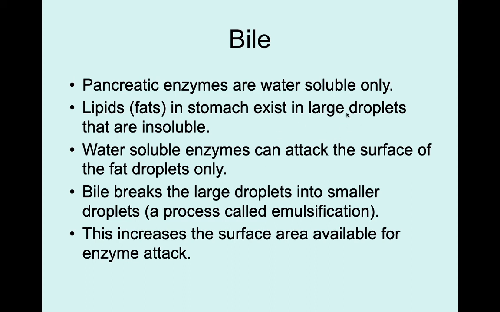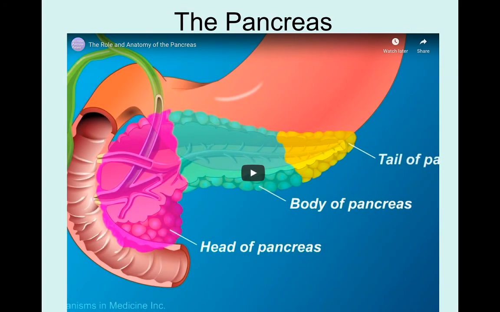The large droplet of fat is like the whole Alka-Seltzer. It only comes in contact with those water-soluble enzymes on its outer surface. But if we use the bile as an emulsifier and break that large Alka-Seltzer, that large droplet of fat, into many pieces, then the water can get to the inside of the Alka-Seltzer. The water-soluble enzymes can get to the inside of the fat droplet because we've broken it into small pieces. And so we're increasing the surface area available for enzyme attack so that large droplet of fat can be digested much more quickly. Okay, our last accessory organ that we're going to talk about is our pancreas.